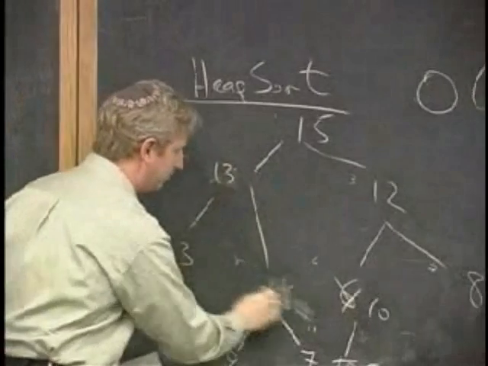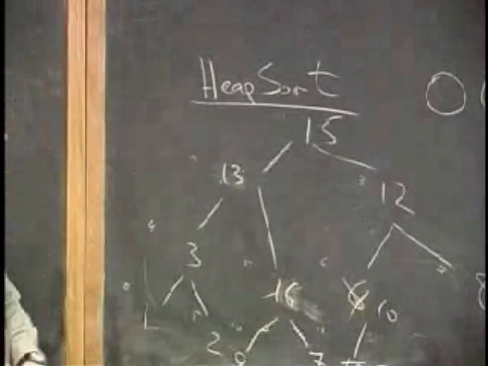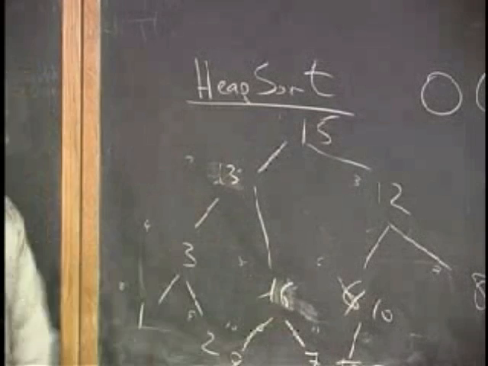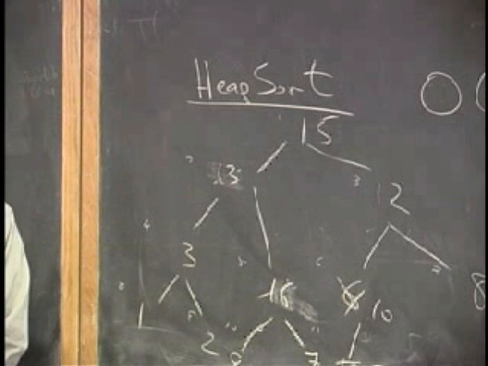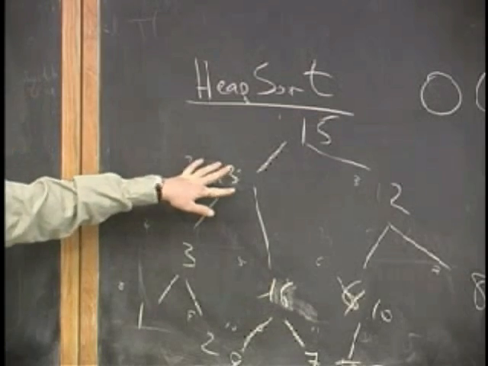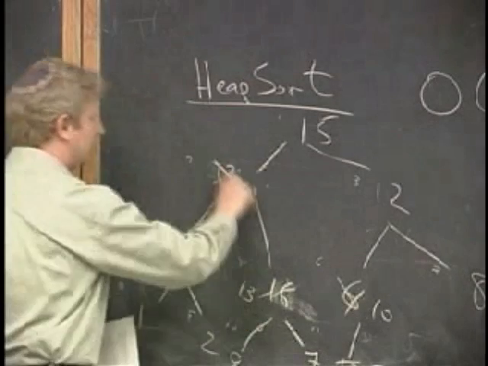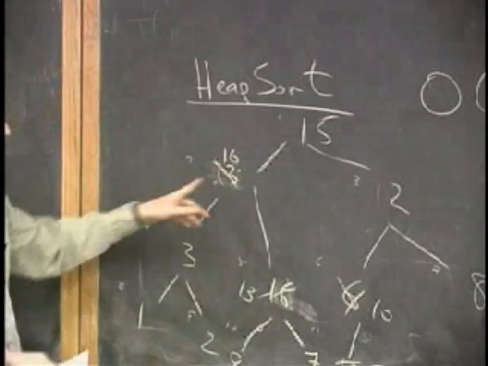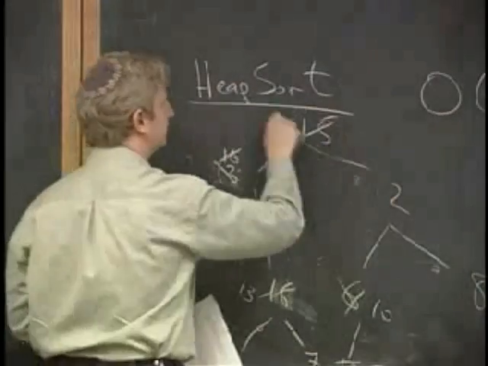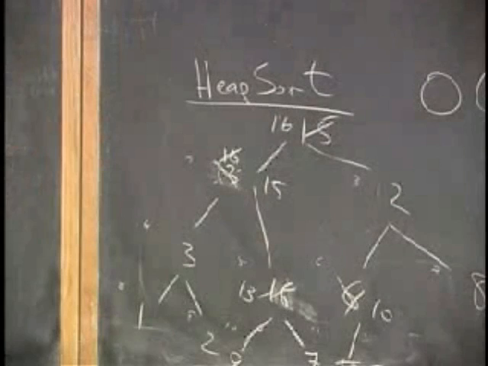Let's do it this way. Let's say you get a real person who's standing in the corner who's got 16 who didn't use their number. You changed your 11 to 16. It's not a heap anymore. How do you fix your heap? 16, 13. 13 comes down. 16 goes up. 16, 15, 12. 15 goes down. 16 goes up. You can always fix your heap.